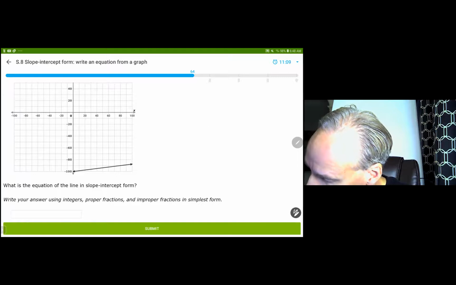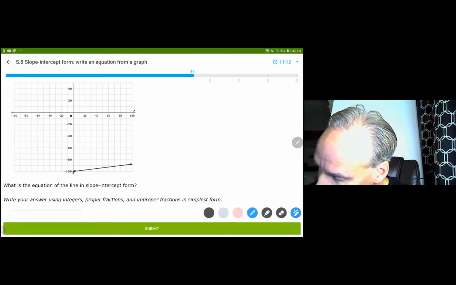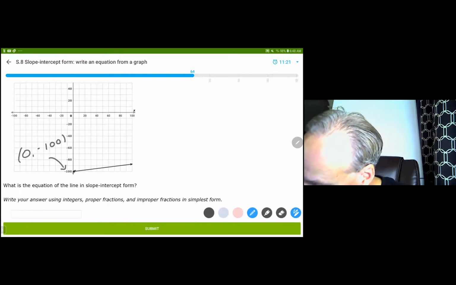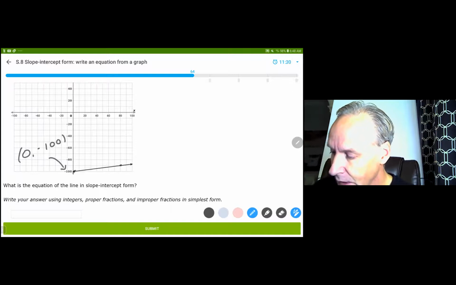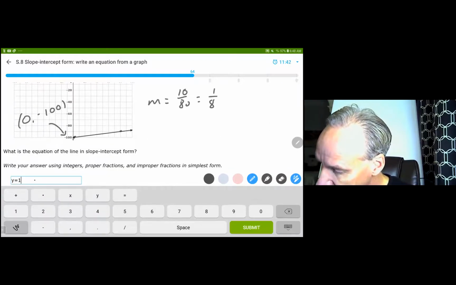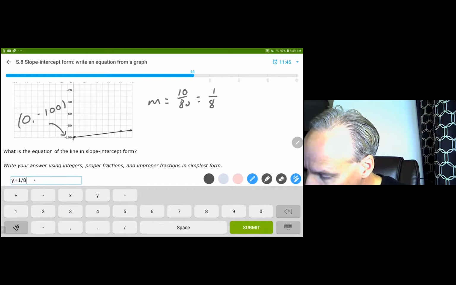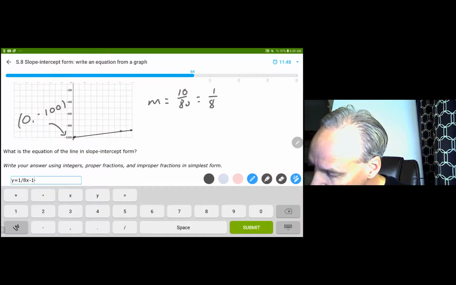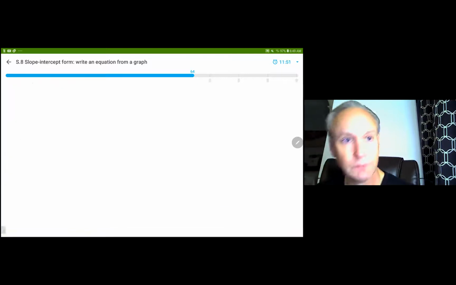Let's take a look here. It looks like we're going through 0, -100. Looks like our y-intercept. So here, 0, -100. And it is a positive slope. It went up 10 and over 1, 2, 3, 4, 5, 6, 7, 8. So it's going to be up 10 over 8. So the slope is 10 over 8, or simply 1/8. So we'll put in our equation. Y equals 1/8 x minus 100. Looks good.